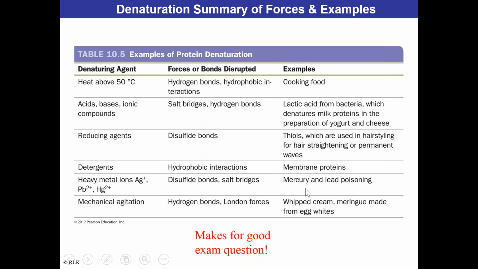So this is where, yeah, mercury and lead poisoning, one of the ways to try to suck that out of the body, or to sequester it, as you might call it, is to eat some eggs.